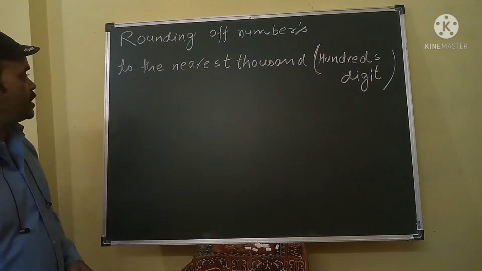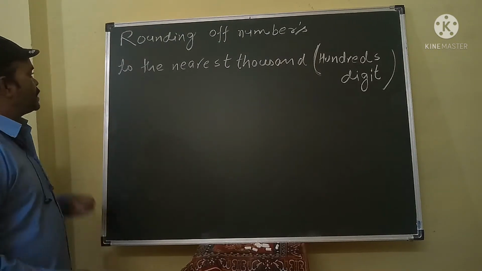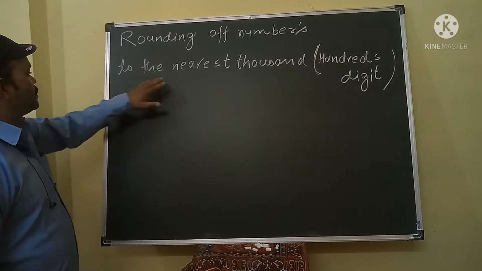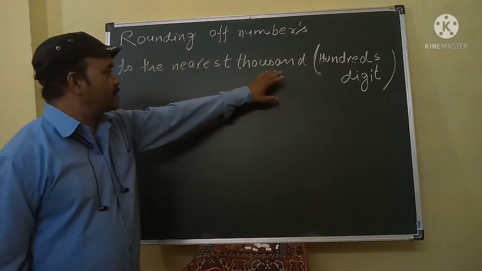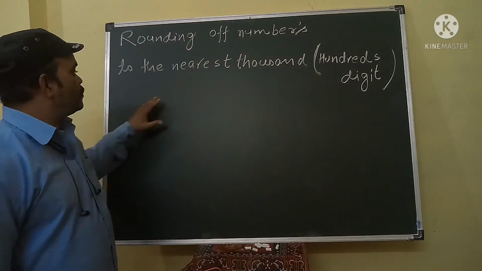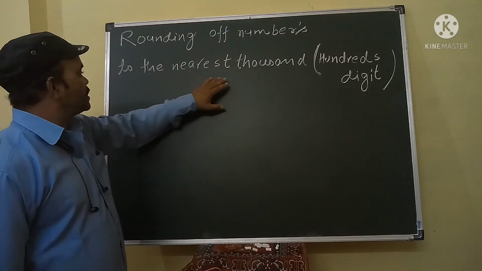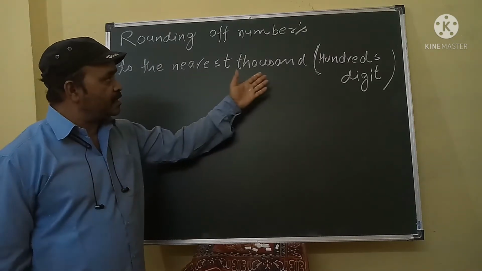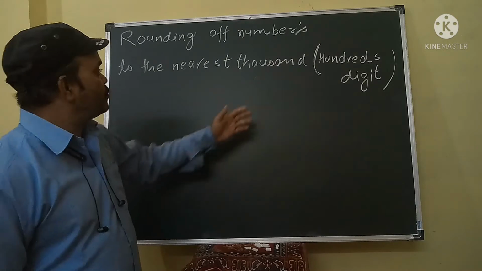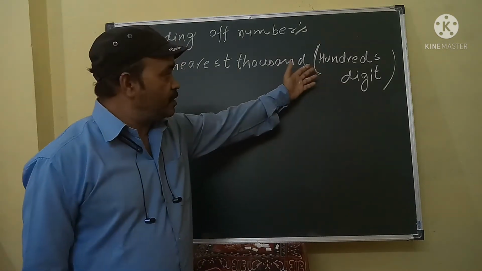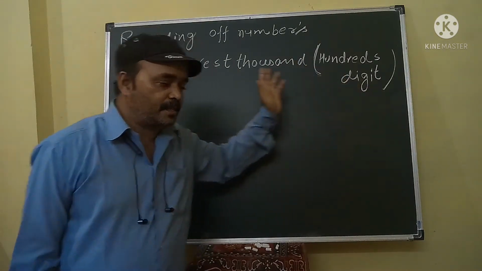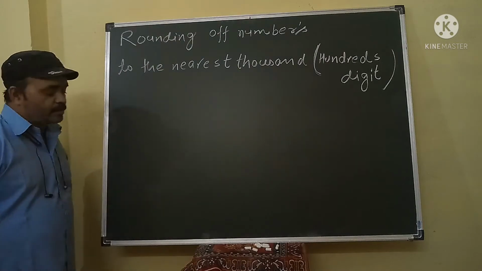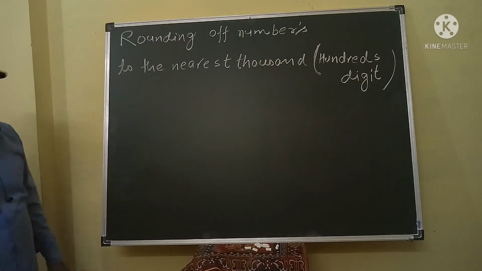Again, my dear student, your next topic is rounding of number to the nearest 1000. For finding the nearest 1000, we will find out the hundreds digit. Now we will discuss some examples.